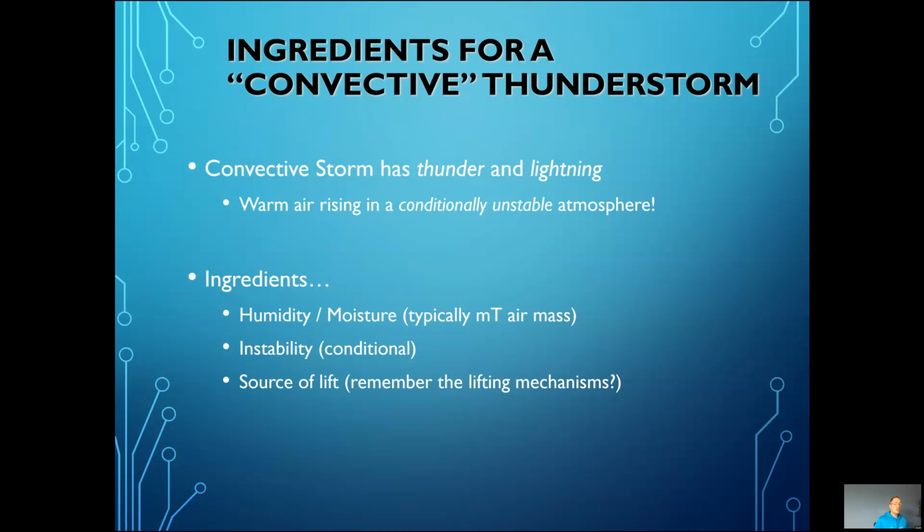So what are the general ingredients necessary for, as we phrase here, a convective thunderstorm, one that's forming due to general lift in the atmosphere?